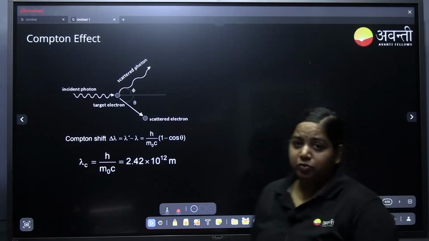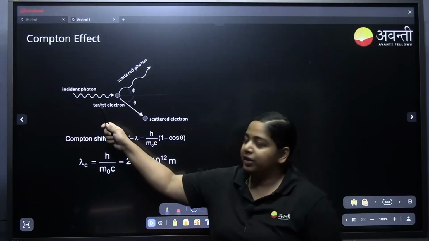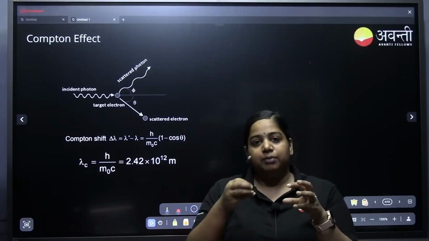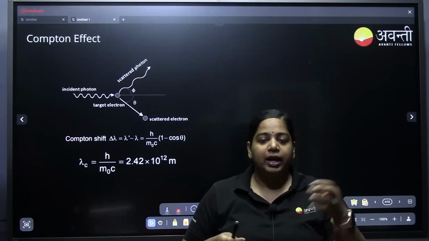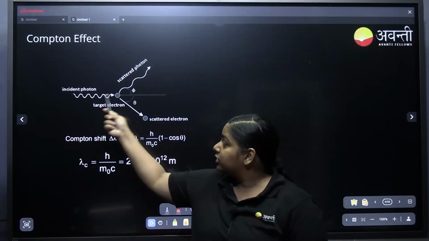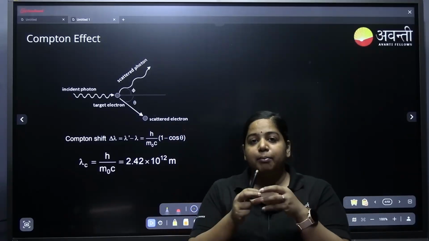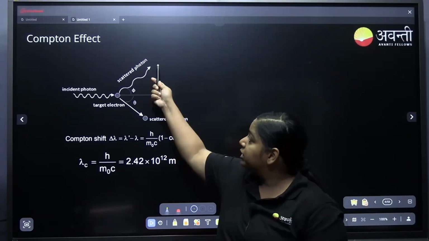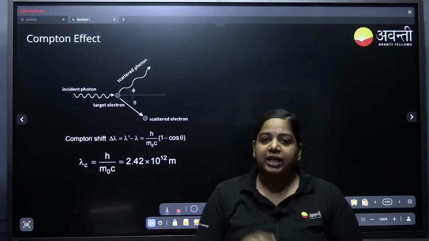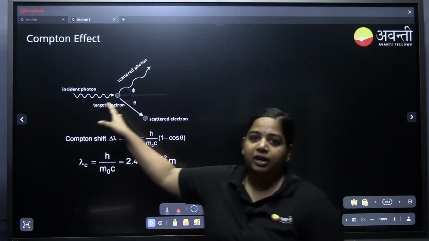Next is a topic that you won't get that many questions from, but it's better that you know the topic. That is Compton effect. In Compton effect, like in photoelectric, a photon comes, but here the photon is colliding with electron and it is not transferring all the energy. It is transferring only some amount of energy, and a new photon is scattered in one way and the electron is scattered in another direction. So scattering of electrons by photon is happening in Compton effect.